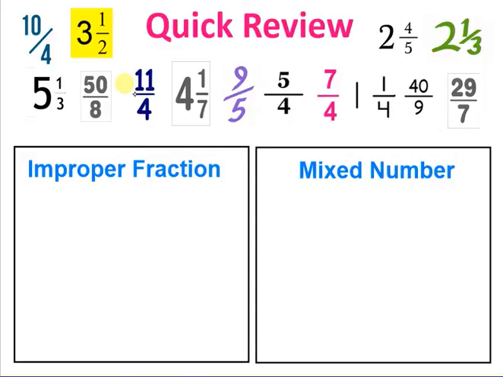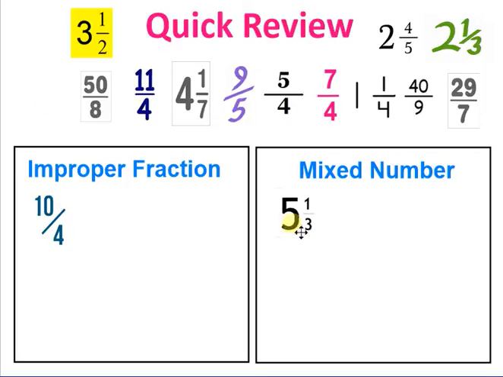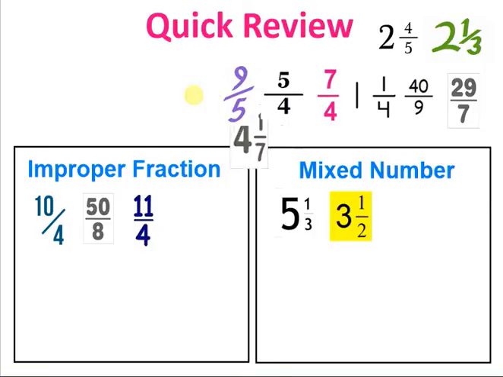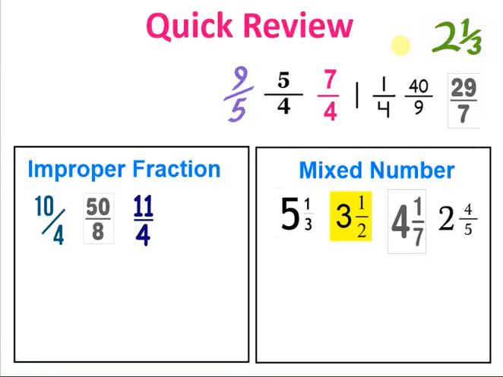What does an improper fraction look like and what does a mixed number look like? So 10 over 4 is an improper fraction because the top, the numerator, is bigger than the bottom, the denominator. 5 1/3 is a mixed number because we have that big whole number in the front. 3 1/2 is a mixed number because, again, we have that big whole number in the front. 50 over 8 is an improper fraction because we have a bigger numerator than the denominator. 11 over 4 is an improper fraction because we have a bigger numerator than the denominator. 4 1/7 is a mixed number because we have that big whole number in the front, but also the numerator is smaller than the denominator. 2 4/5 is a mixed number because we have the whole number in the front.